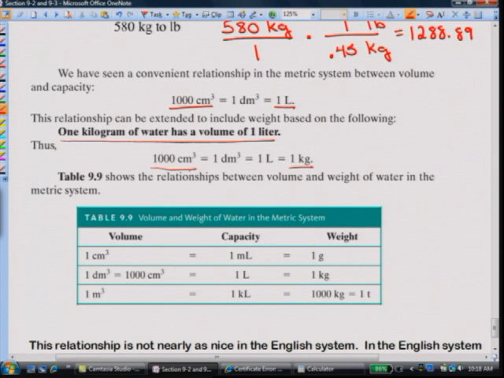So here's a relationship between volume and the weight of water. 1 cubic centimeter of water is just going to weigh 1 gram. 1,000 cubic centimeters, or 1 liter of water, is 1 kilogram, and 1 cubic meter is equal to 1 kiloliter, or 1,000 kilograms.